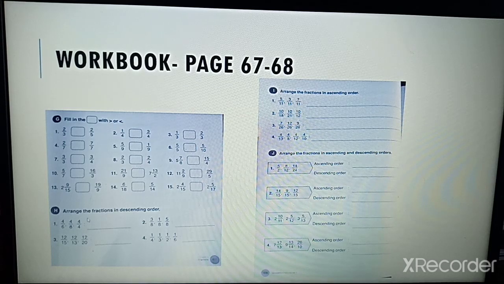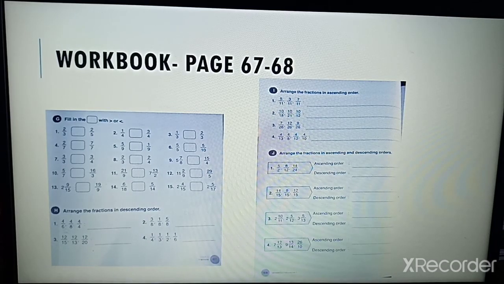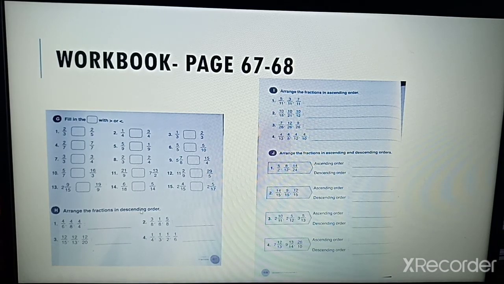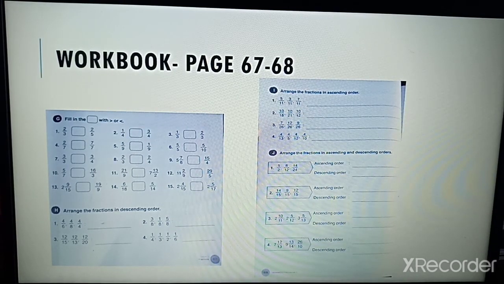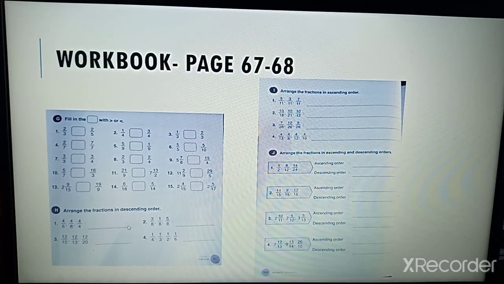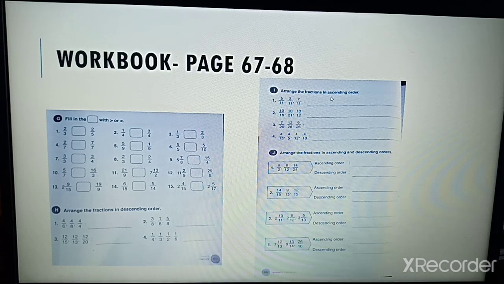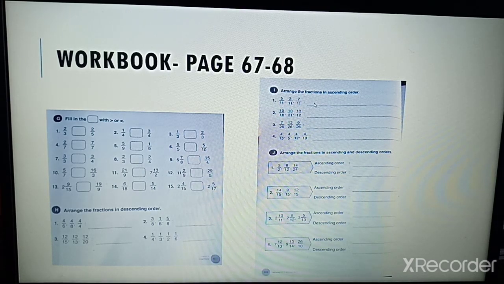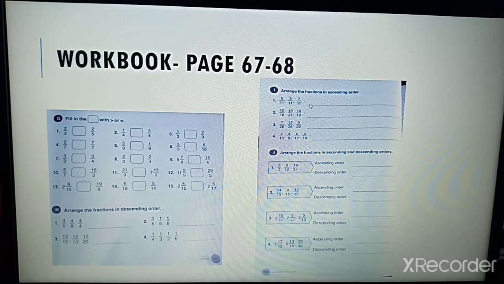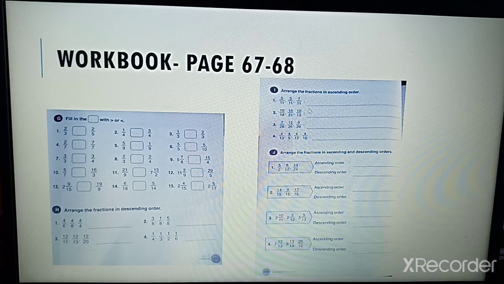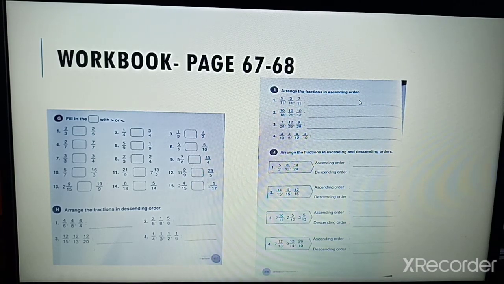And then for letter H, arrange the fractions in descending order. Okay, so these fractions are not arranged, so you're going to arrange them in descending order. Descending order meaning from the greater number going down to the smaller number or smaller fraction. While in letter I, arrange the fractions in ascending order, meaning you are going to arrange these fractions from the smallest fraction to the greater or greatest fraction.